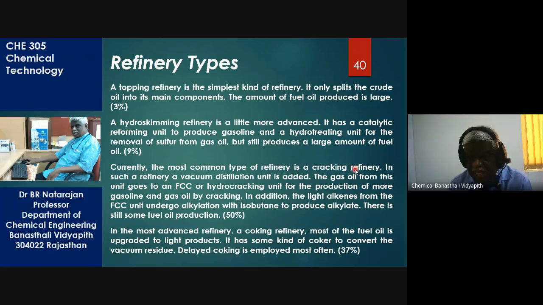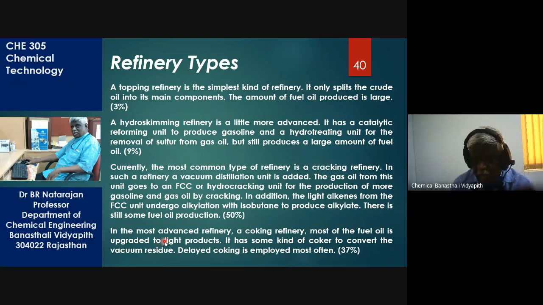Third one is a cracking refinery. Roughly 50% of the refineries in the world are cracking refineries. In such a refinery, vacuum distillation is definitely there, atmospheric and vacuum distillation. And I have FCC or hydrocracking, right? To produce more gasoline and gas oil, and the light alkene from the FCC undergo alkylation. So you can see the cracking refinery has got atmospheric column, vacuum column, FCC or hydrocracking, and also alkylation, right? With isobutane to produce alkylate. There is still some fuel oil. So 50% of the refineries in the world are cracking refineries.